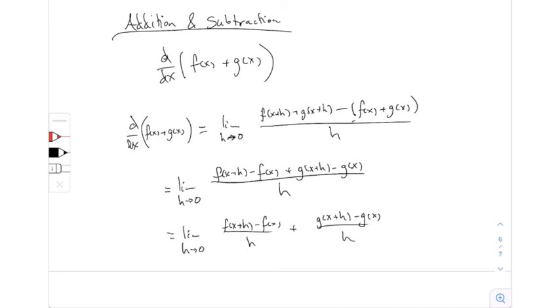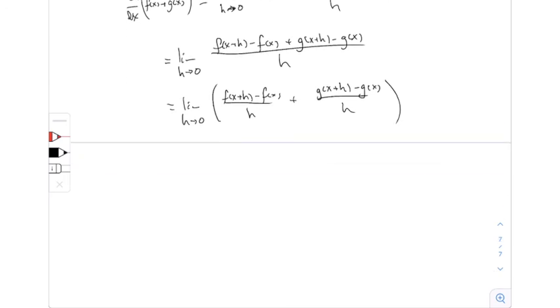Right? And now this is a limit of two things separately. But there was a limit rule about this. The limit of two things added together is each of the two limits separately added together. So this is the same as the limit as h goes to 0 of f of x plus h minus f of x over h. And then separately, the limit of the g's: g of x plus h minus g of x over h. And can anyone say, what are those two limits going to be? This should look familiar. What is the limit of this thing?